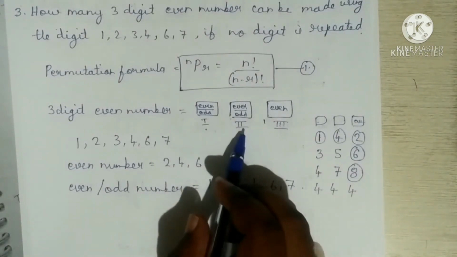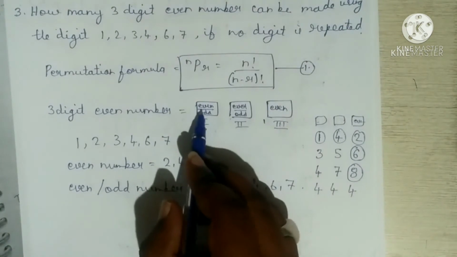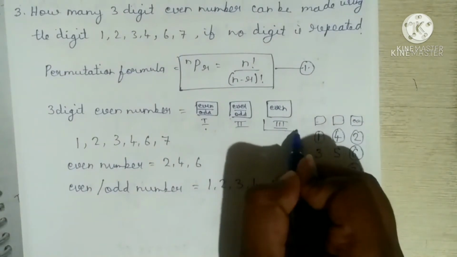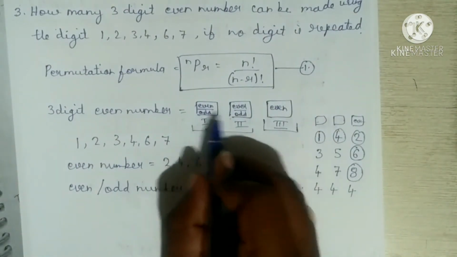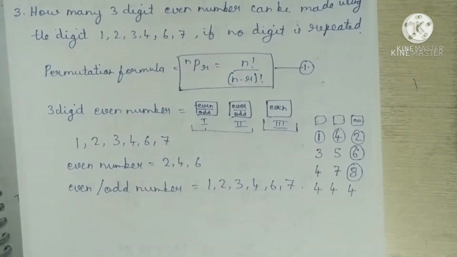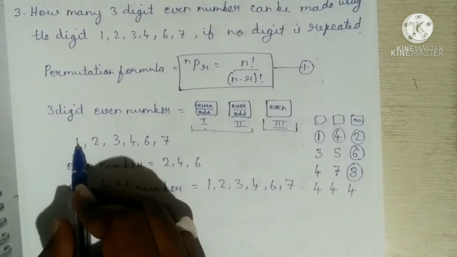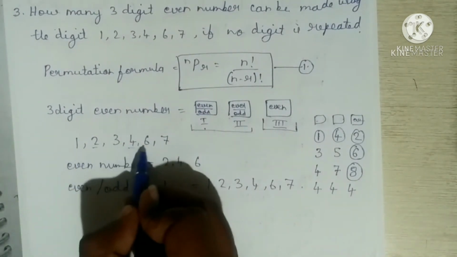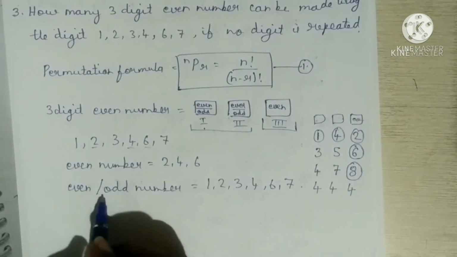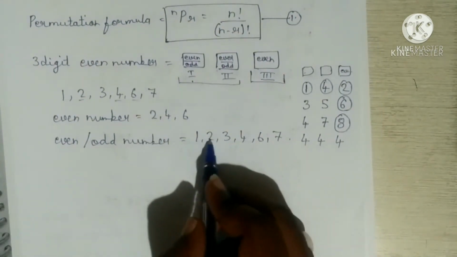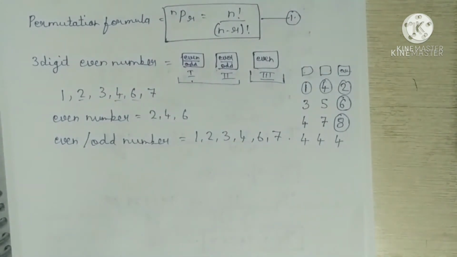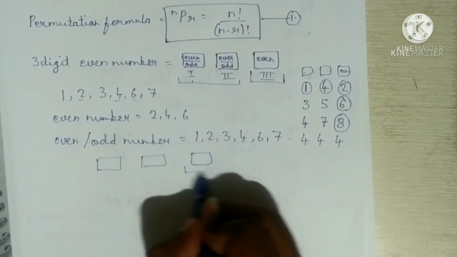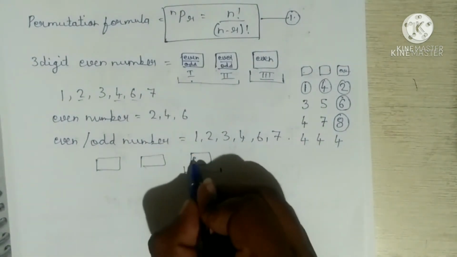In first and second digit it will never matter whether it's even or odd, but the third digit should be even. This digit should be even, these 2 digits can be even or odd. According to the given data 1 2 3 4 6 7, even numbers are 2 4 6. Even and odd both are 1 2 3 4 6 7. If you consider first, second, third, this should be even only.